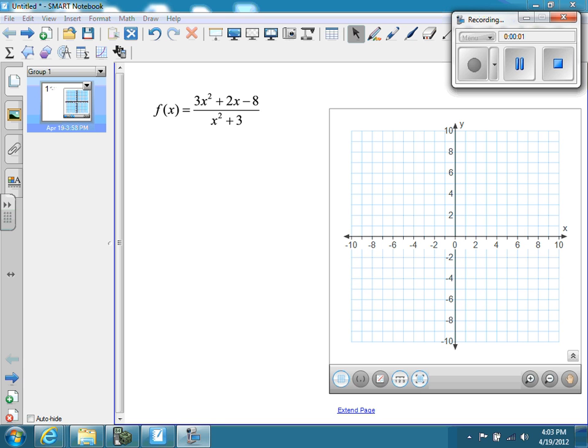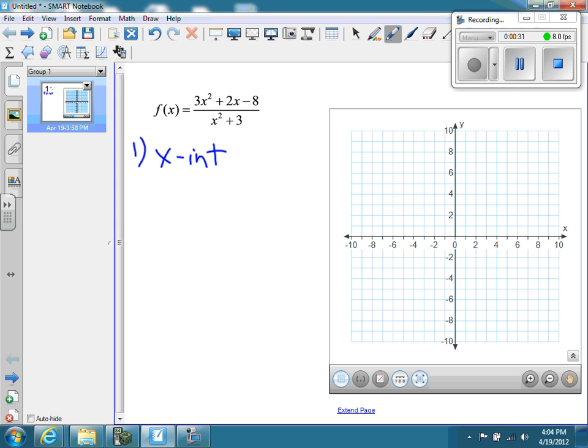This is graphing another rational function. It is 8.3, practice C number 7. f of x is equal to the rational function (3x squared plus 2x minus 8) divided by (x squared plus 3). And again, I want to encourage you to have next to you your little graphing a rational function step-by-step instructions. So, number 1, plot the x-intercepts.